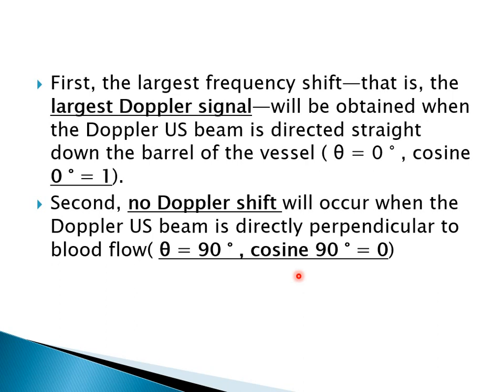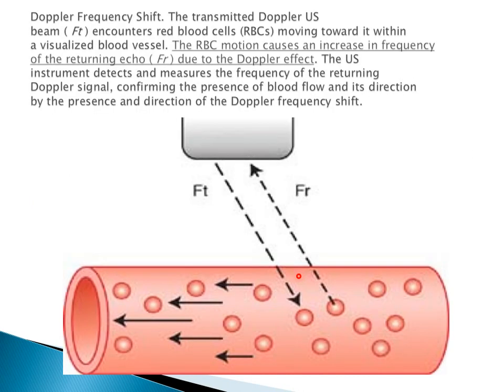Zero Doppler. Nothing. Okay? While you are directly facing the blood flow, at zero angle, you'll have the maximum shift. However, usually it is impossible to be directly in line with the blood flow because you would have to be inside the vessel, which is impossible. We usually try to keep the angle always less than 60 degrees.